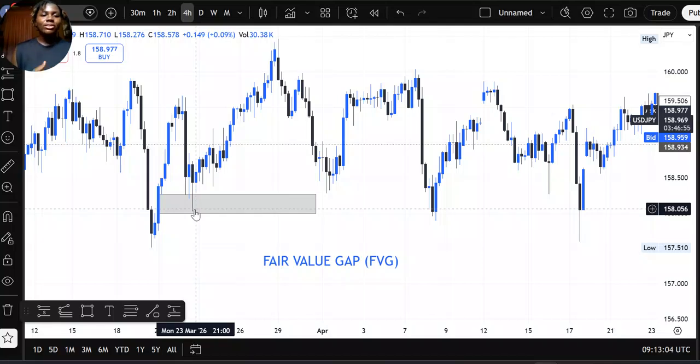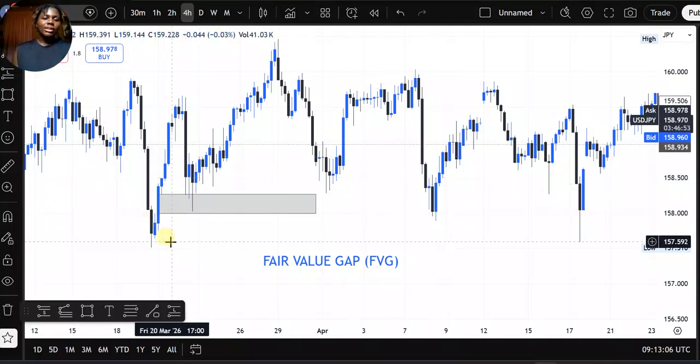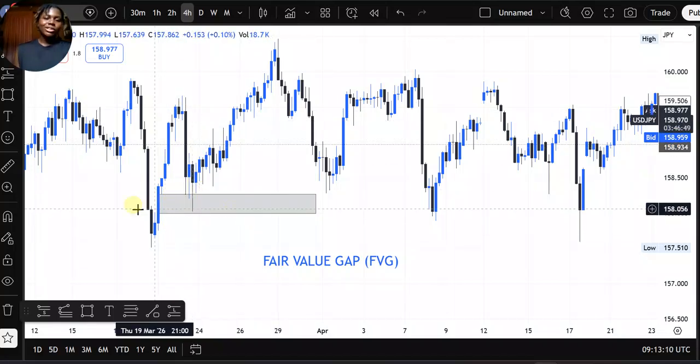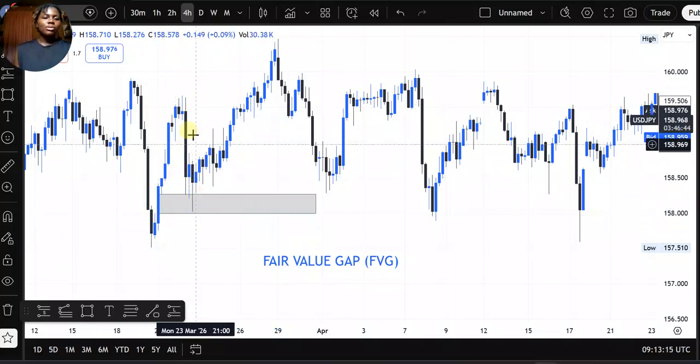Extend it with the wicks and all of that. But yes, that's all that it is. There's not so much to fair value gap. This is just it. There's an imbalance, usually between three candles and so on. So yeah, you can see price comes back in.